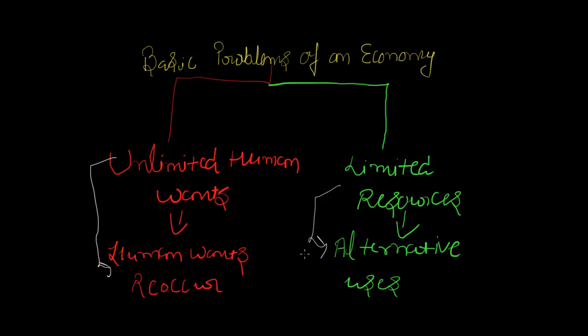Since the resource is limited, you can't do everything in it. And you need to make sure that these limited resources that you have are having alternative usage, and that alternative usage makes it even more difficult for you to decide. These are the four basic problems of an economy: unlimited human wants, limited resources, human wants reoccur, and resources have alternative usage.